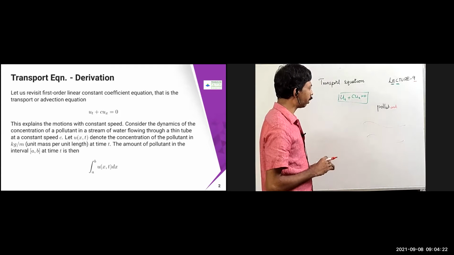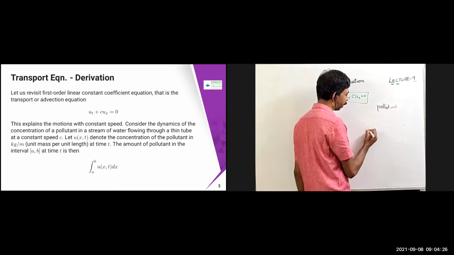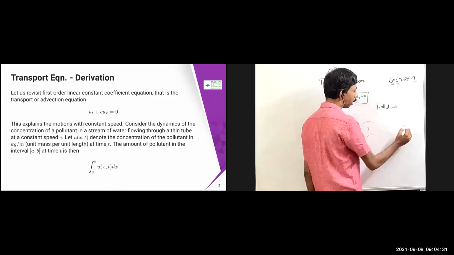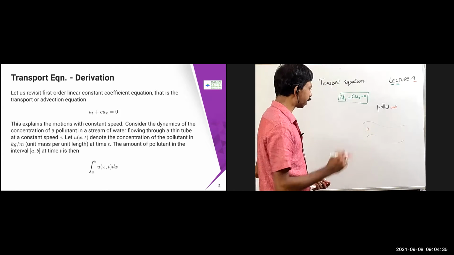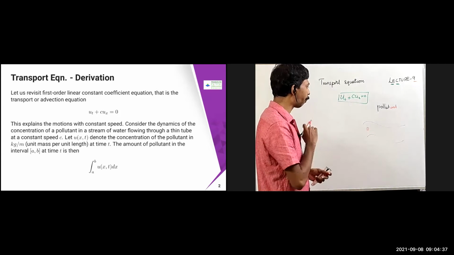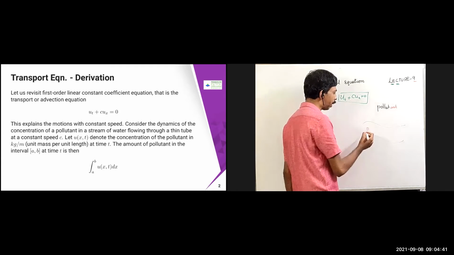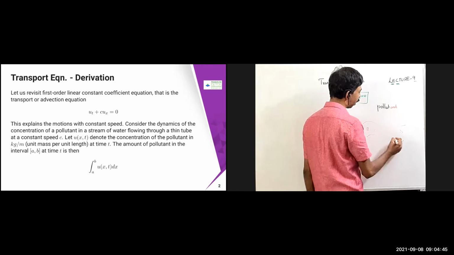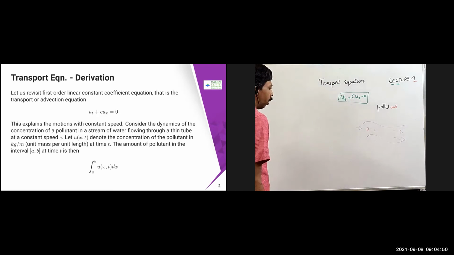The pollutant is going to move from one place to another place. You can imagine an ant going along the river. Wherever the wind or the stream is flowing, that pollutant is going to travel along. The ant is moving in the direction in which the river is going. This is the idea.